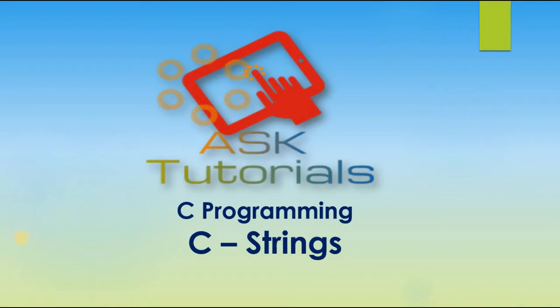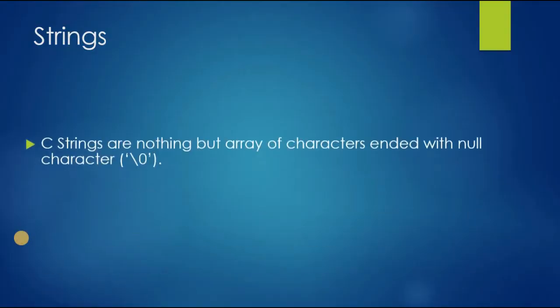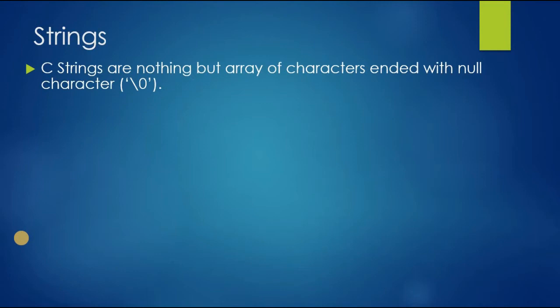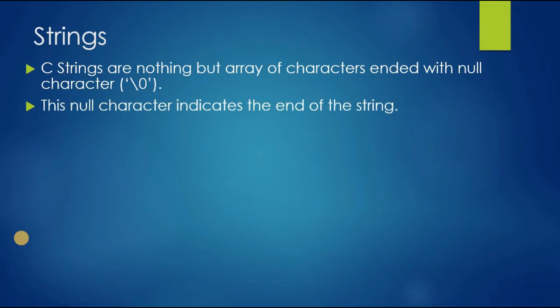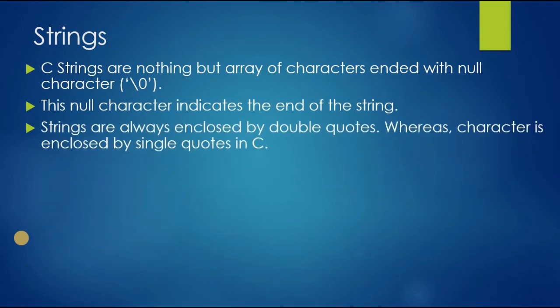First we will see what a string is. C strings are nothing but an array of characters ended with a null character. Strings are single dimensional arrays. This null character indicates the end of the string. Strings are always enclosed by double quotes, whereas a character is enclosed by single quotes in C.